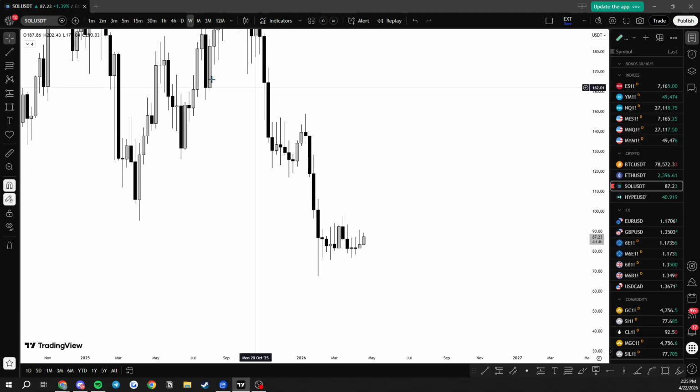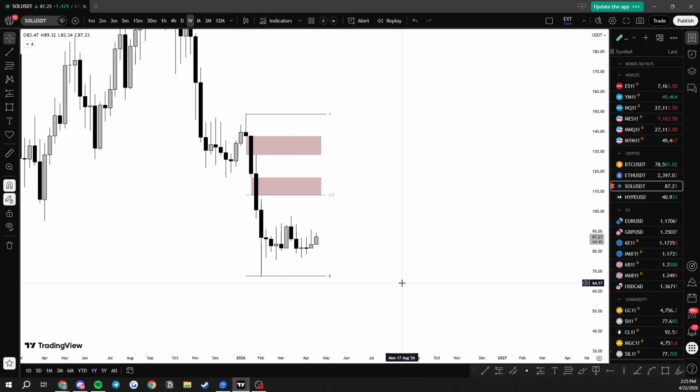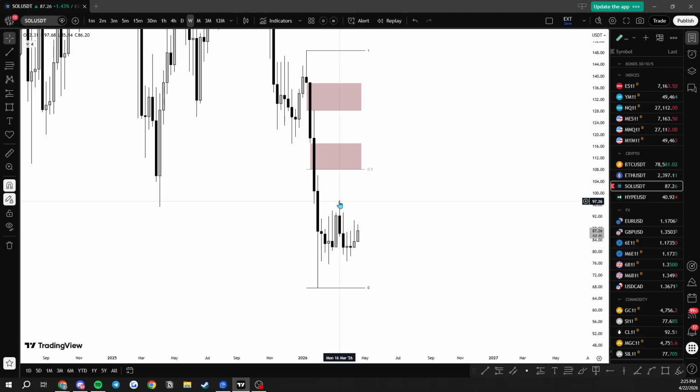I don't even think Sol would make it to the premium if we're right about these kind of short foreshadowings. I don't think we make it all the way up here. It's just really weak right now. But we'll keep it on the map just in case, and we'll keep an eye on it. Probably more likely that we sweep this high than actually reach that premium. So we'll go ahead and map that out too.